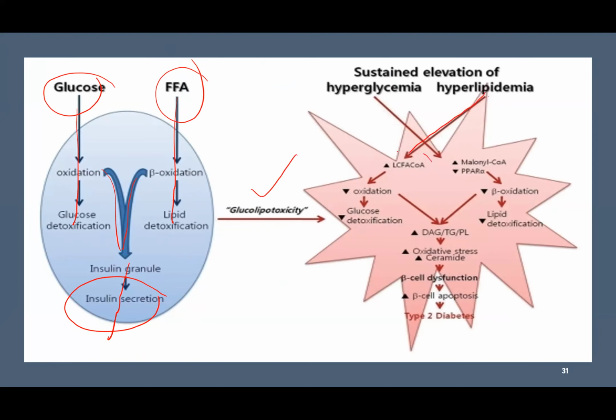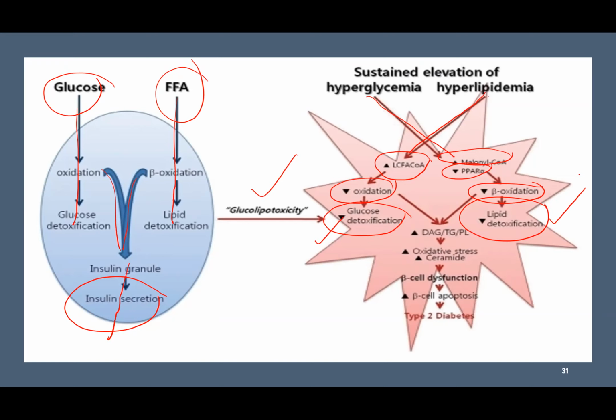hyperlipidemia, long chain fatty acyl coenzyme A, decrease in the oxidation of them, increase in the glucose detoxification is decreased, glucose is not detoxified, oxidative stress occurs. Now the hyperglycemia produces more of malonyl coenzyme A, decreases the PPAR, which are protective. This decreases the beta oxidation of fatty acids. Lipid detoxification is decreased. Here glucose detoxification is decreased, and lipid detoxification is decreased. That means glucose and lipid together are now toxic to the cell.